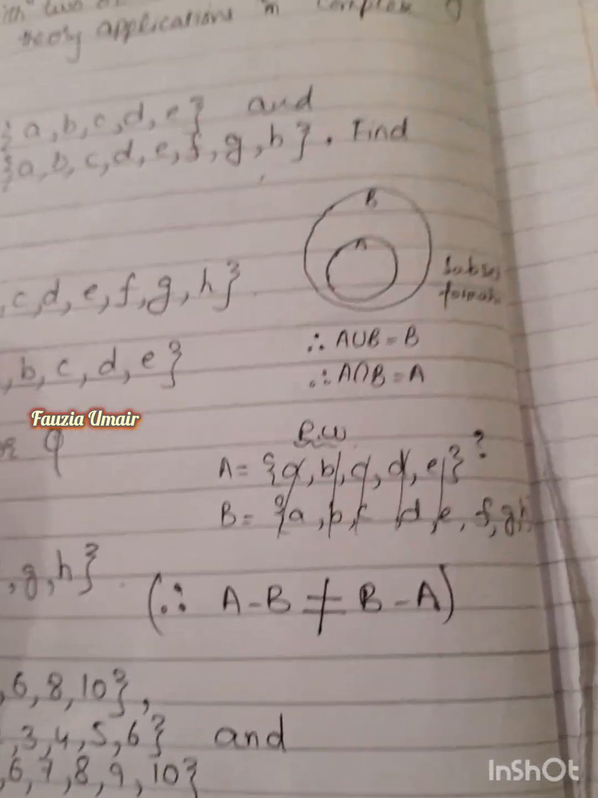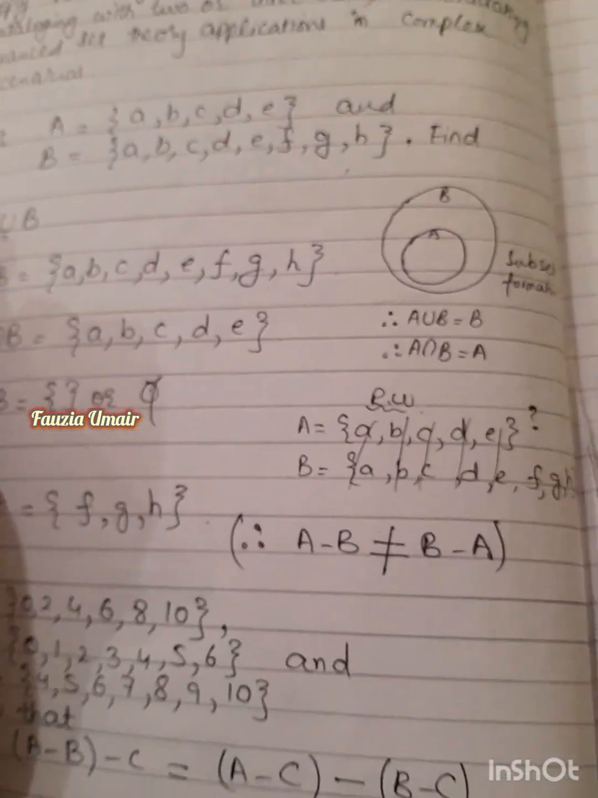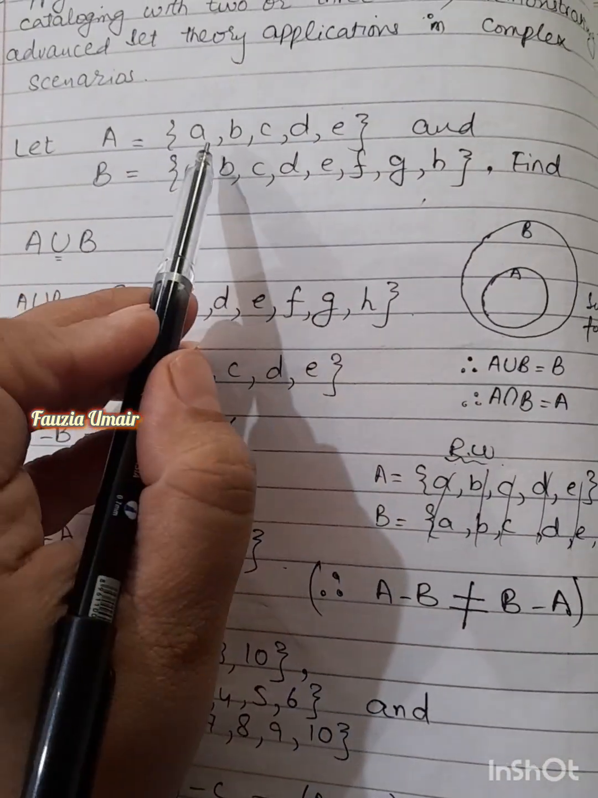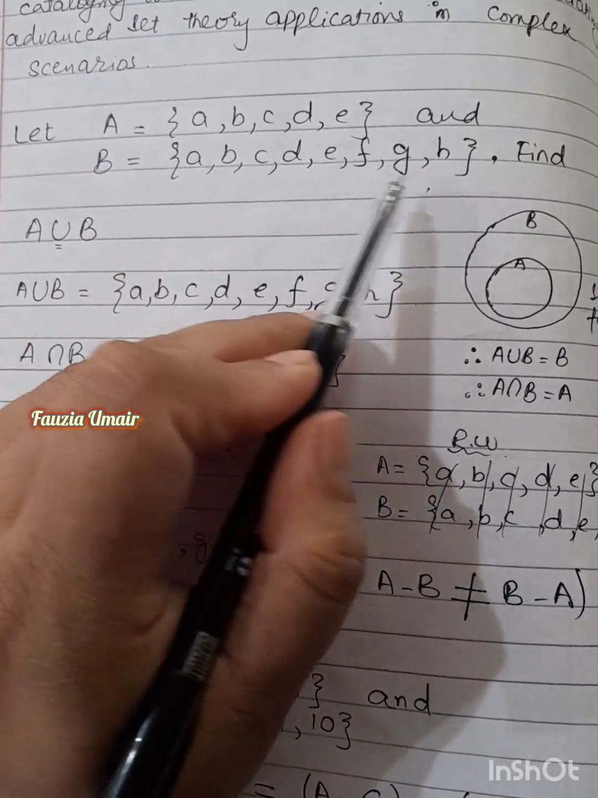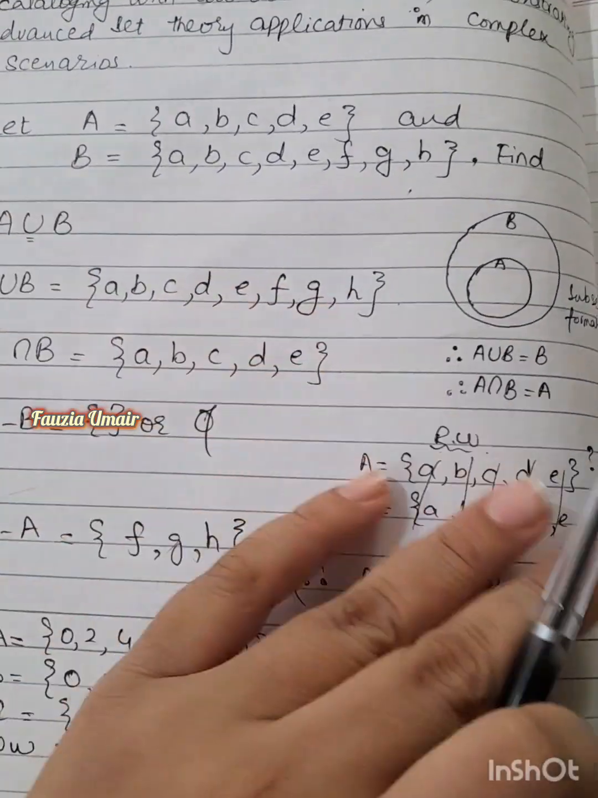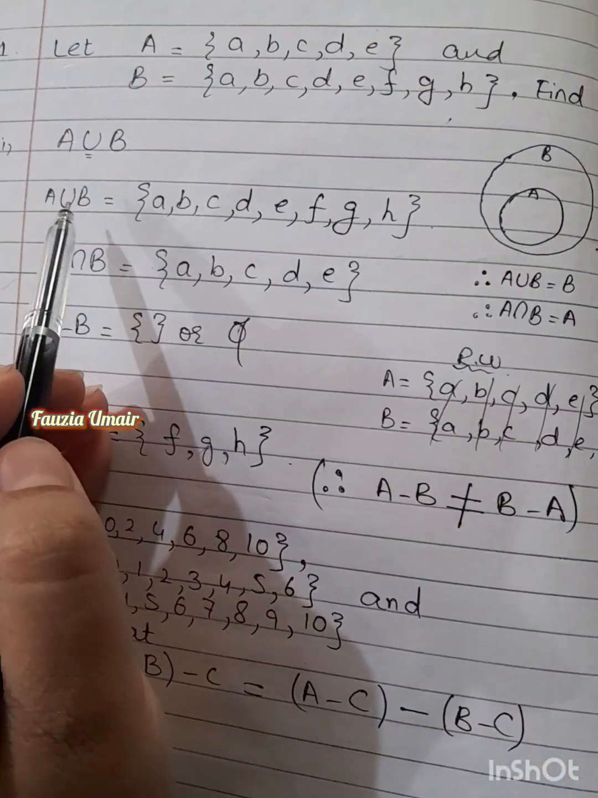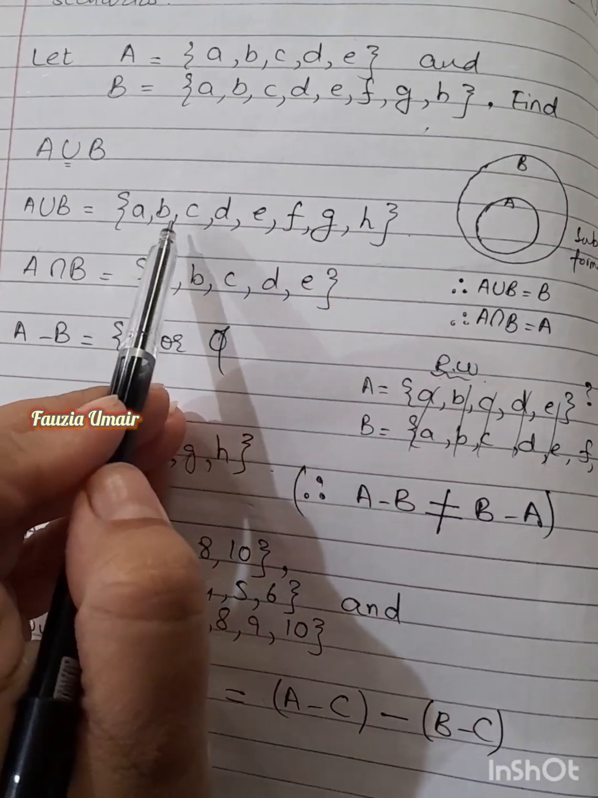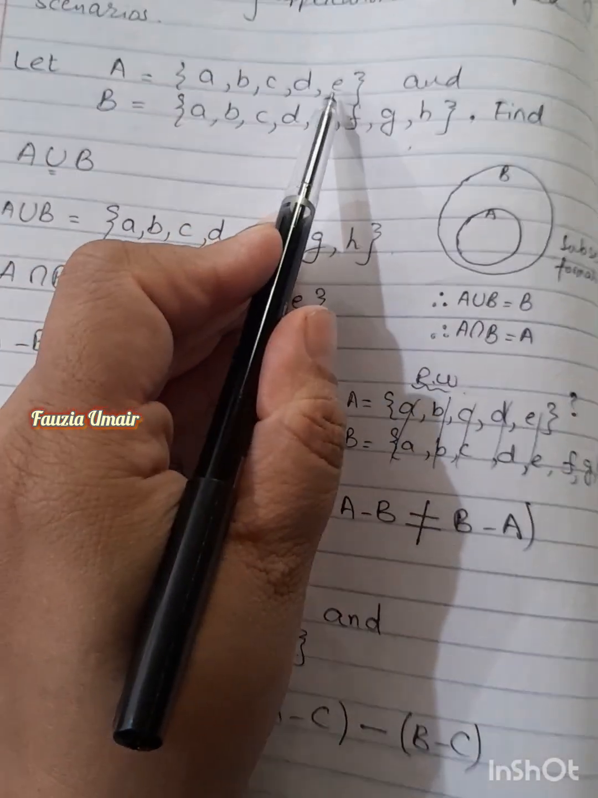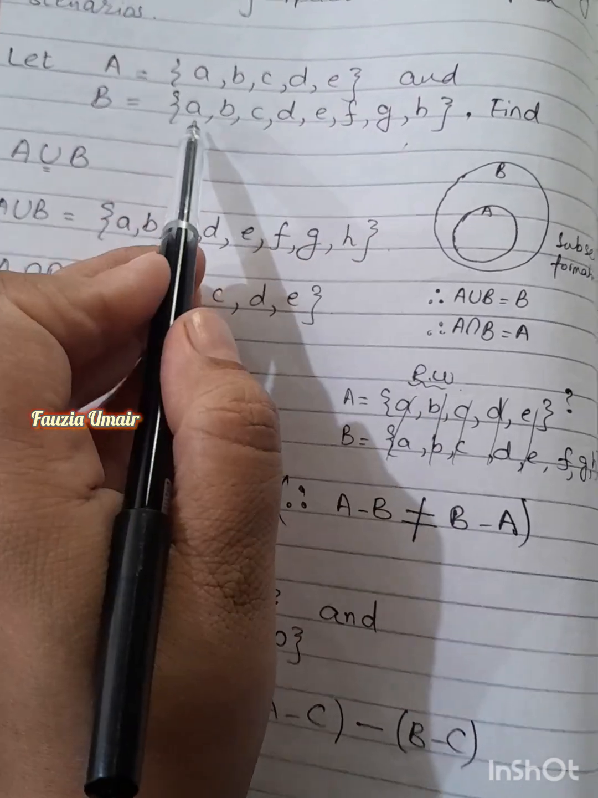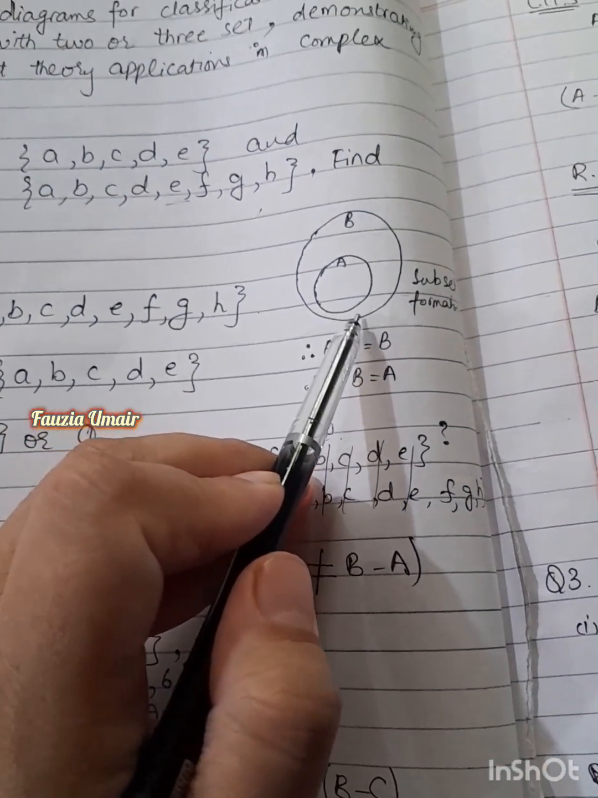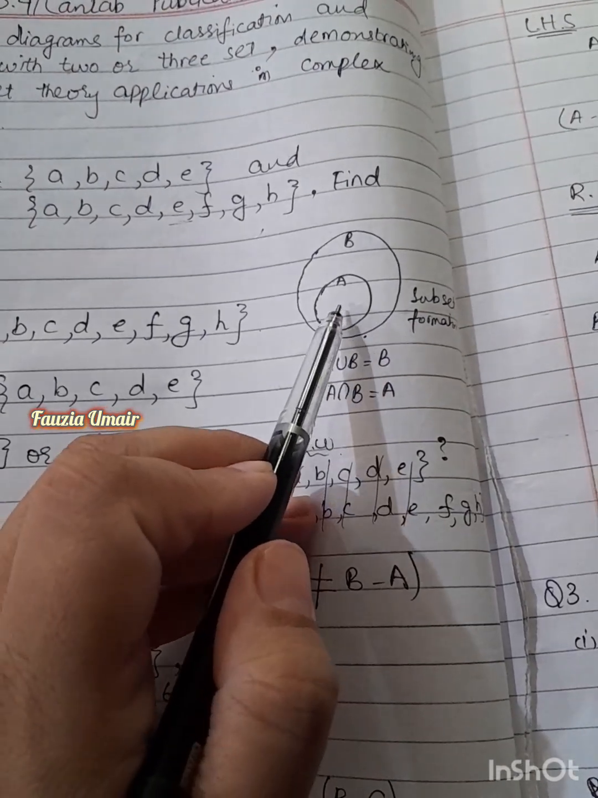In question number 1, sets A and B are given and you need to apply different operations on these two sets. A union B is basically when you write all the elements of the sets, but the common elements will come only once, because this is the property of a set that the elements will be only once in the set.